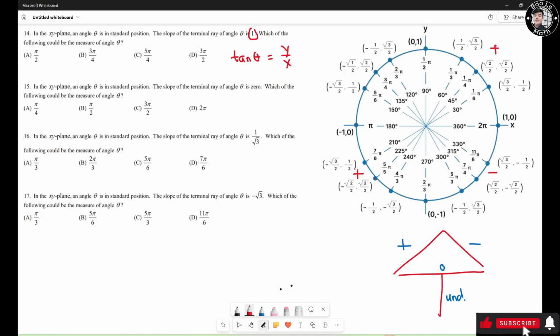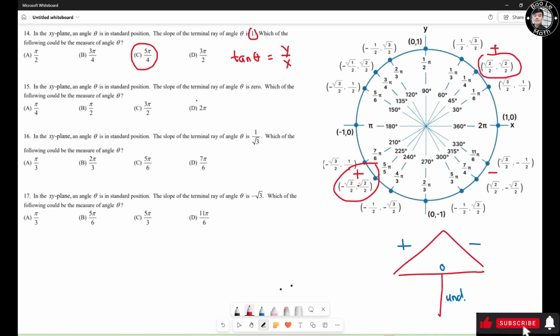And then because 1 is positive, y and x have the same value and same sign, right? It's either pi over 4 or 5 pi over 4, right? Now we look at the answer choices here. There is no pi over 4, so only 5 pi over 4 works, so the answer must be C, right? Because negative root 2 over 2 divided by negative root 2 over 2, the answer must be 1, right?